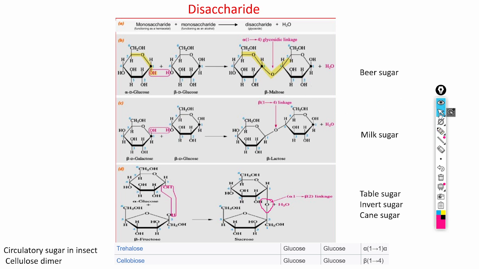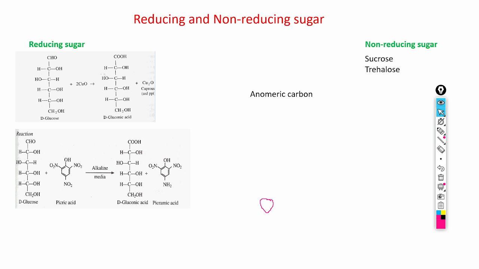So like that, only sucrose and trehalose are the non-reducing sugars. That means they both cannot reduce any molecule. All other carbohydrates can reduce molecules. That means most sugars are reducing sugars except sucrose and trehalose.